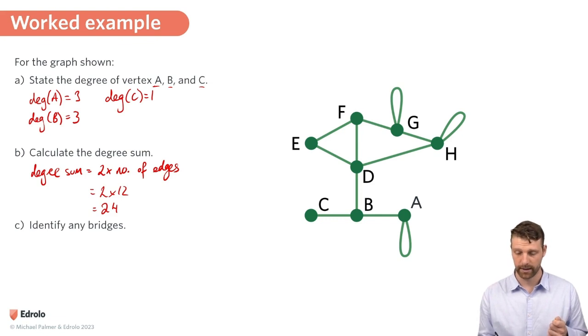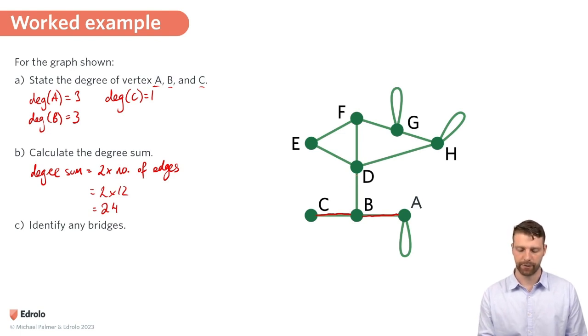So I can see one here from B to A. So that's definitely a bridge. If I cut that off, there's no way for me to get from the other part of the graph to vertex A. The other bridges I can see are from C to B. If I remove that edge, there's no way to get to vertex C from the rest of the graph.